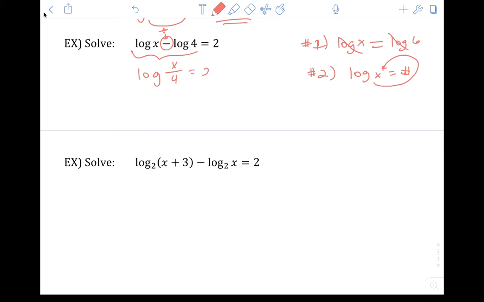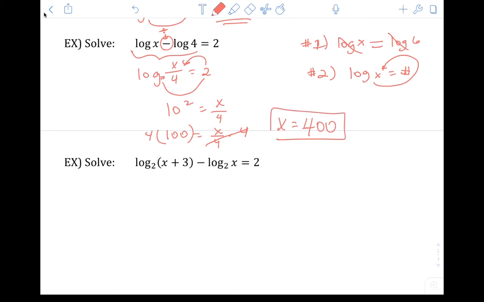So we have log base 10 again. It's implied to be there. So 10 to the second equals x over 4. Well, 10 to the second is 100. And to get x by itself, I would need to multiply by 4 on both sides. So x equals 400. Is it large? Yes, it is. Is it wrong? Nope, it's not. Let's prove it.